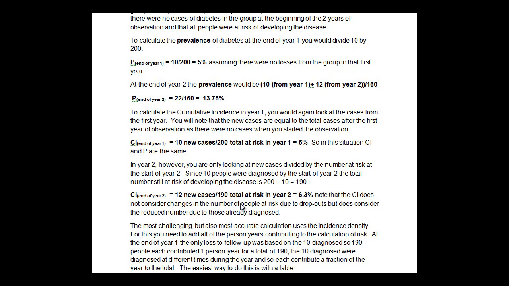So the cumulative incidence at the end of year 2 is the 12 new cases in year 2 divided by the 190 cases, giving us a cumulative incidence of 6.3%.